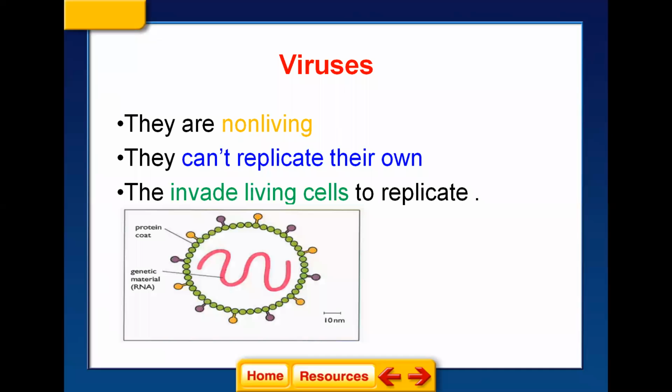Viruses. Viruses are not there. We couldn't find viruses in the classification system simply because they're non-living things. And they're non-living because they can't replicate on their own. This is why they must invade living cells to make more of themselves. And a virus actually contains two parts: protein as a coat, enclosing genetic material, whether it's DNA or RNA.